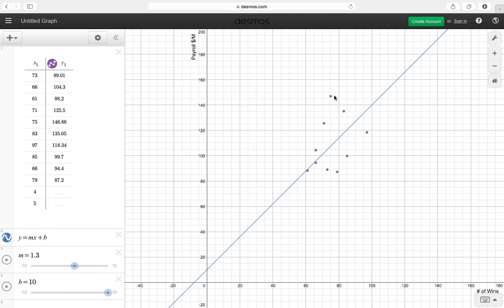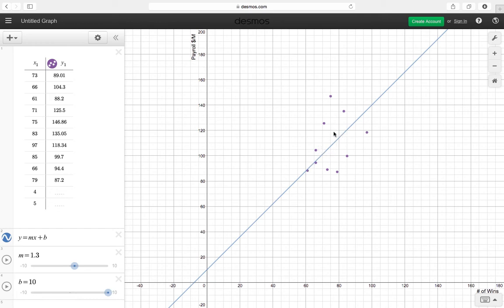You know, this is clearly an outlying point here. We spent a lot of money for those wins. And this is where you can start to analyze your data and say, okay, was our team overperforming here? Were they underperforming up here? What does all this mean? I'd say this is a pretty good line of best fit here.